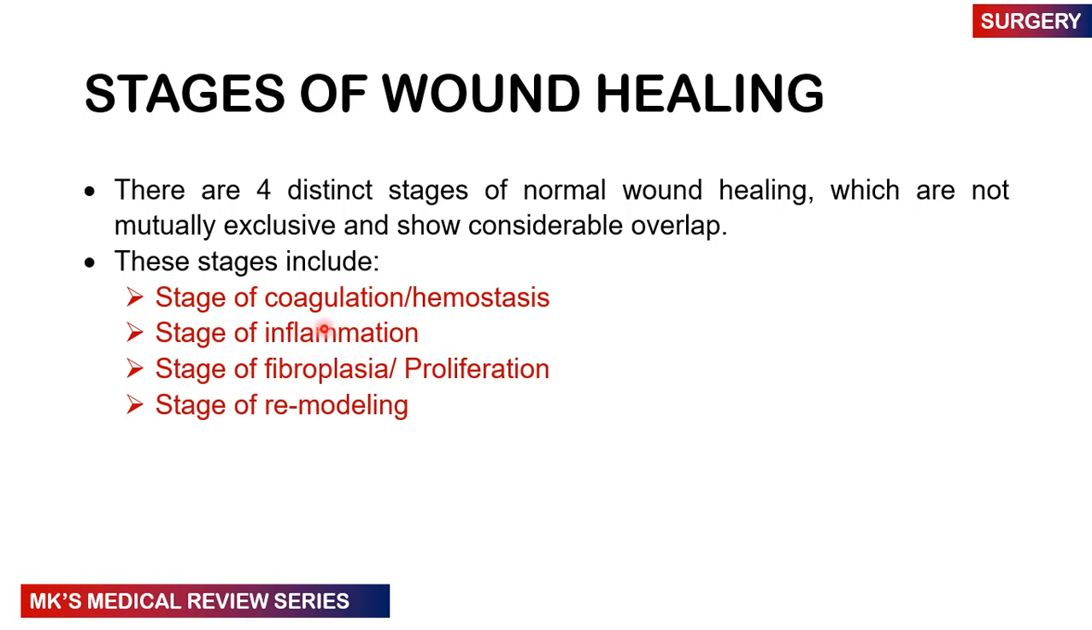So pretty much your fibroplasia and proliferation. Then the structure that has been added there has to be modified so that it appears almost near normal or how it was before the injury actually came. So these are the 4 predominant stages of wound healing. So you have a stage of coagulation or hemostasis, a stage of inflammation, a stage of fibroplasia or proliferation, and a stage of remodeling. So now let's go into details about each of the following stages.